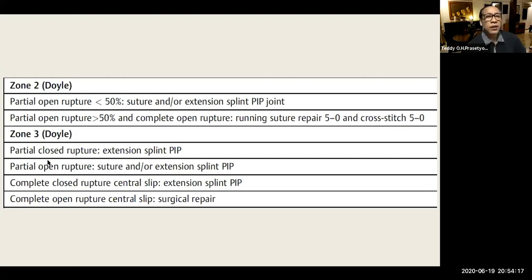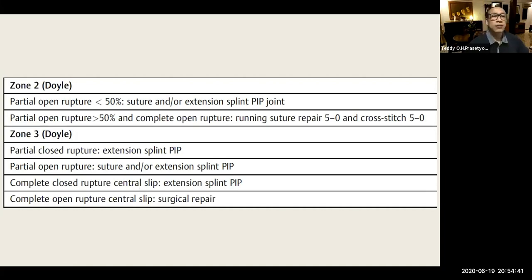All right, comes into zone 3 at the level of the PIP joint. If it comes with partial rupture, again, conservative treatment with only splinting. With the partial rupture, you may suture it and combine it with extension splint, or just use extension splint. But for complete rupture, of course, surgical repair is necessary.